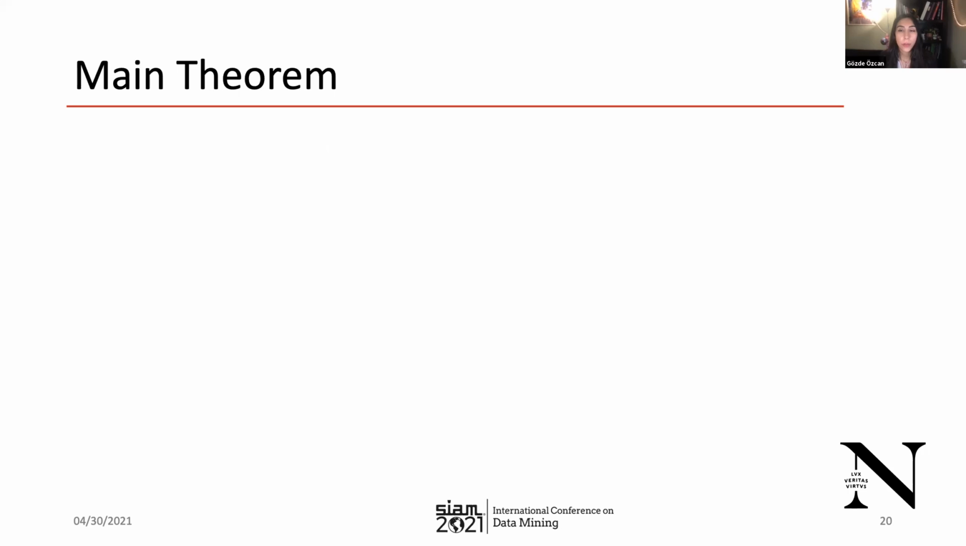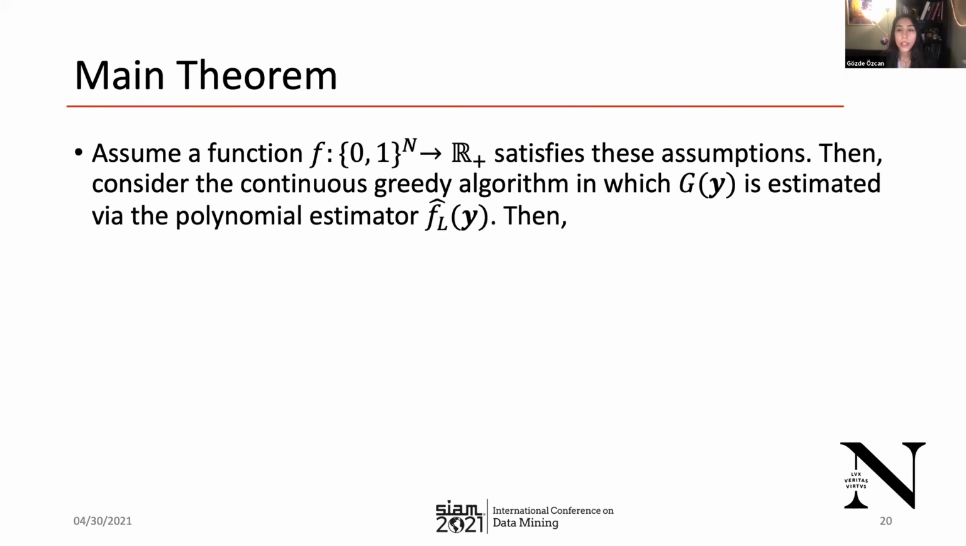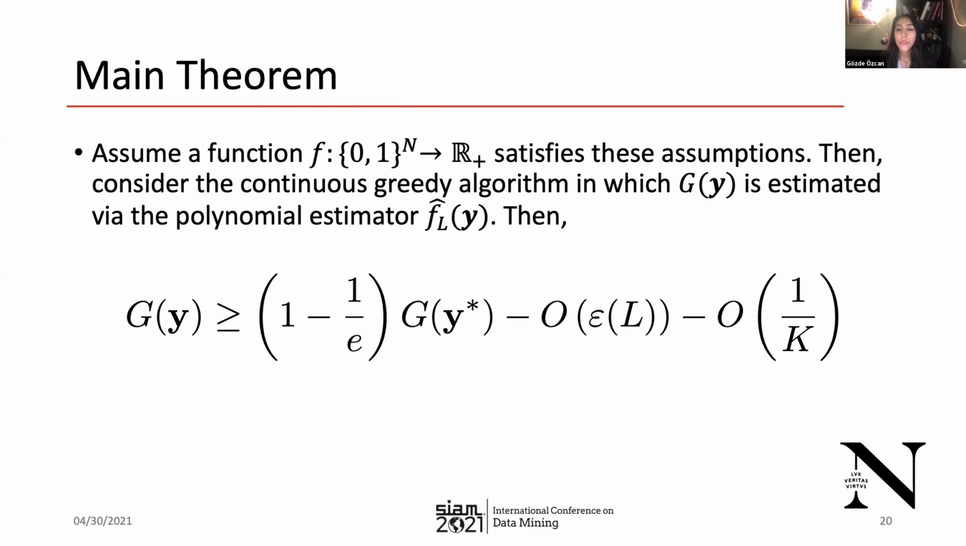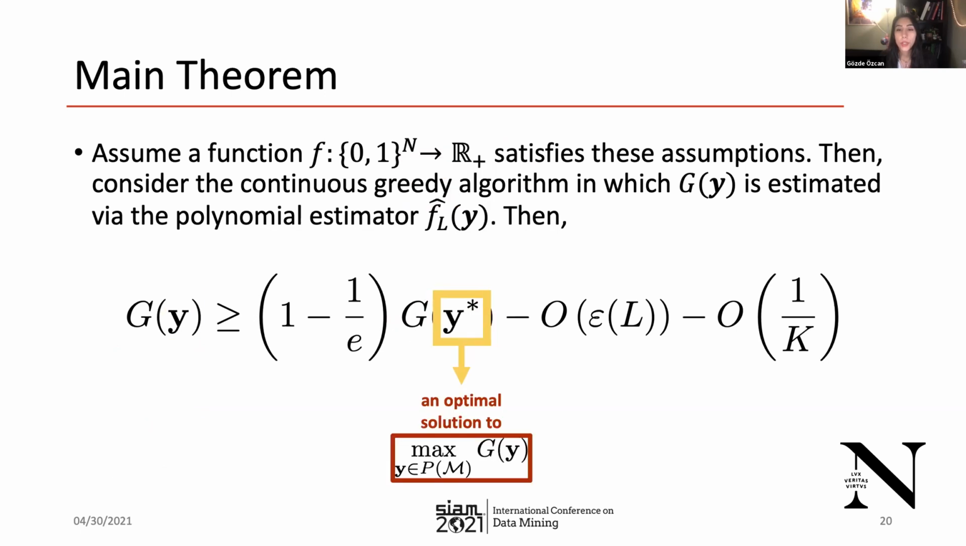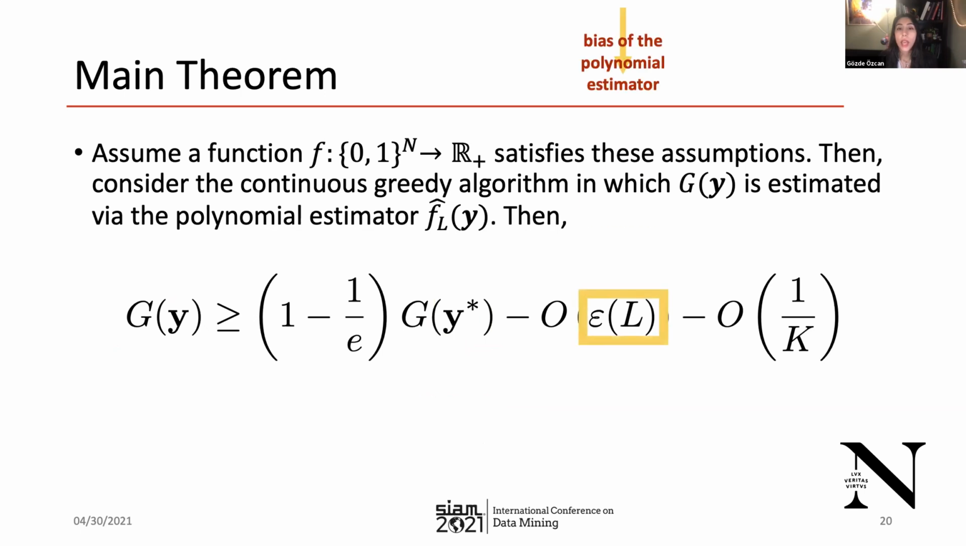Now we can state the main theorem of our paper. Assume a function f satisfies the assumptions on the previous slide. Then consider the continuous greedy algorithm, in which g of y is estimated via the polynomial estimator f hat L. Then g of y is greater than or equal to 1 minus 1 over e times g of y star, minus big O of epsilon L, minus big O of 1 over K, where g is the multilinear relaxation of f, y is the approximate solution generated by the continuous greedy algorithm, y star is an optimal solution to the continuous maximization problem, epsilon L is the bias of the estimator, and K is the number of iterations in the continuous greedy algorithm.